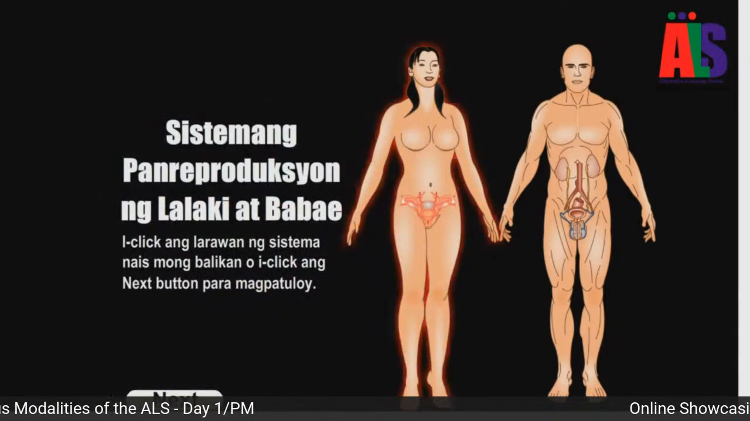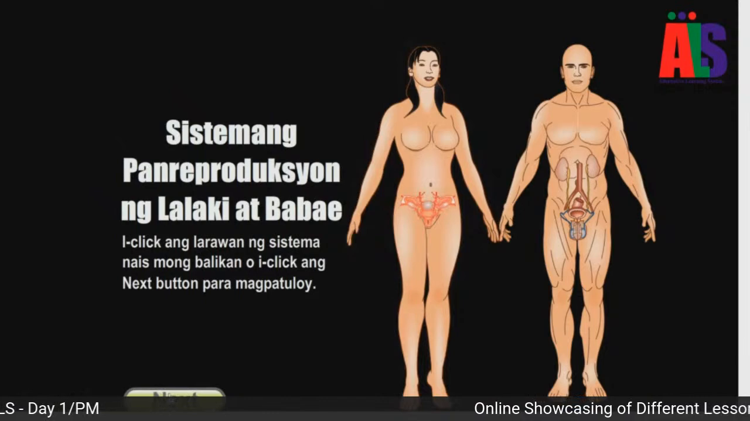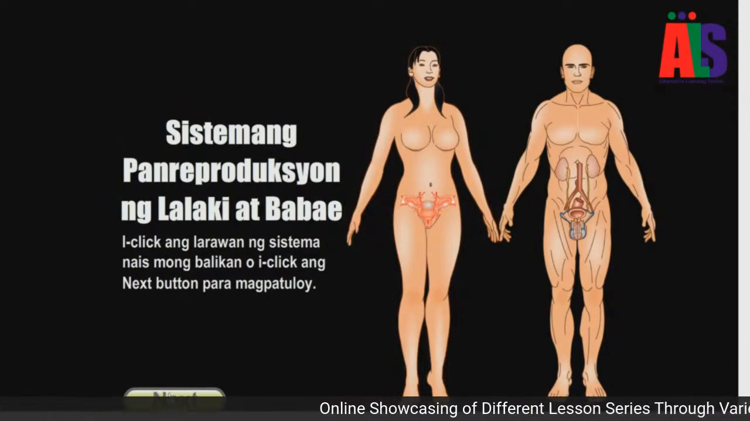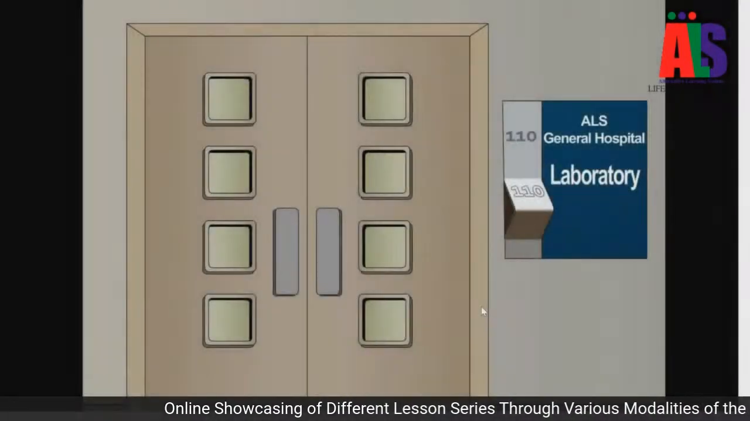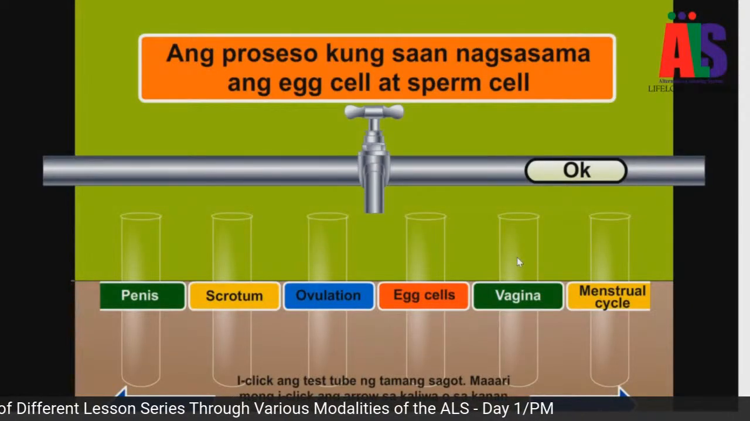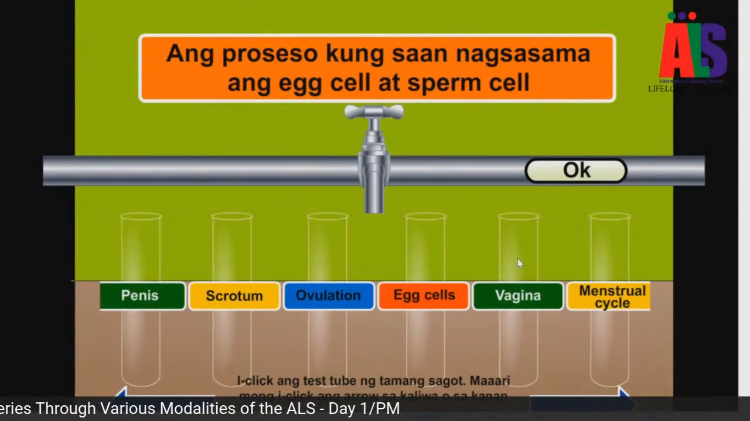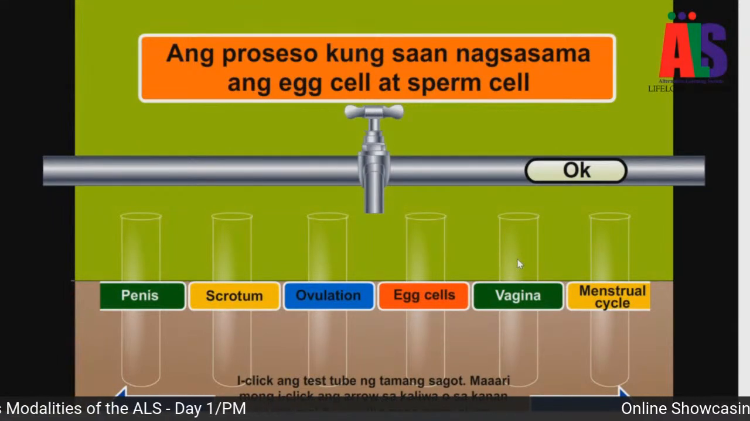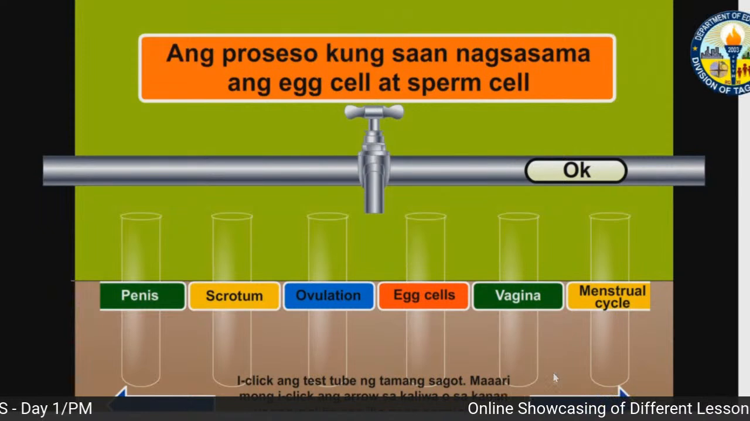I-click ang larawan ng sistema na nais mong balikan o i-click ang next button para magpatuloy. I-click ang test tube ng tamang sagot. Maaari mong i-click ang arrow sa kaliwa o sa kanan upang makita ang iba pang pagpipilian.